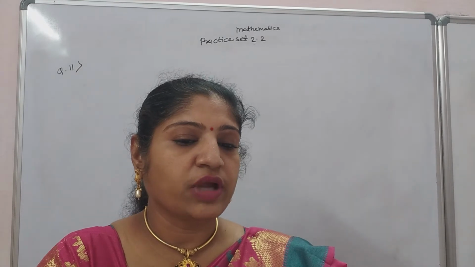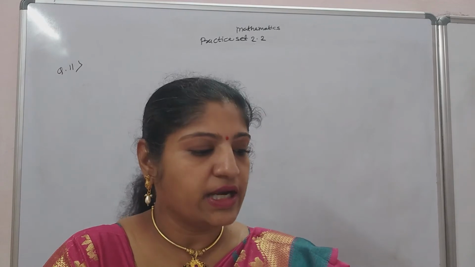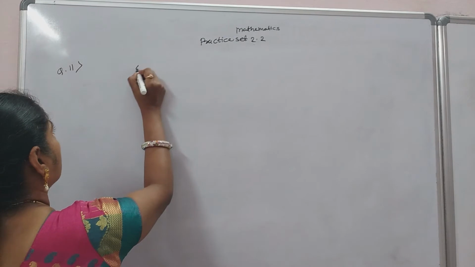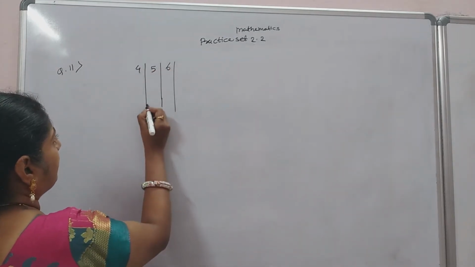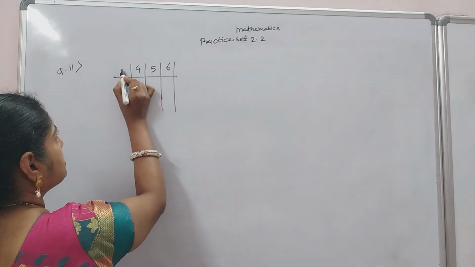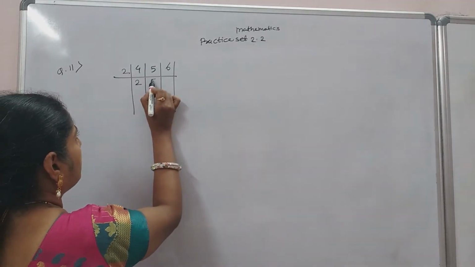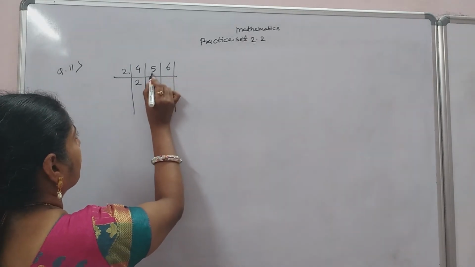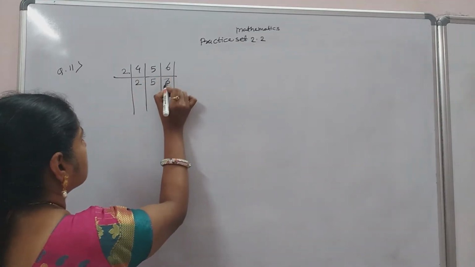To find that answer, we have to find only the LCM of 3 numbers, that is 5, 4 and 6. I use the factorize method at a time. 4, 5, 6, this is divisible by 2, 2 2s are 4, but 5 is not divisible by 2, so write 5. 6 is divisible by 2, that is 3.